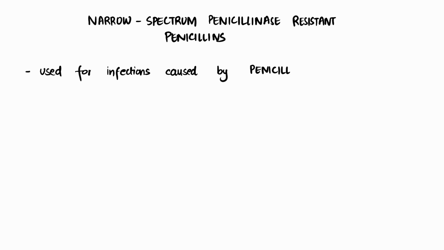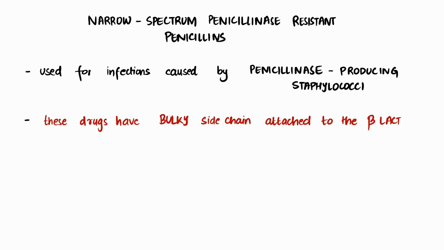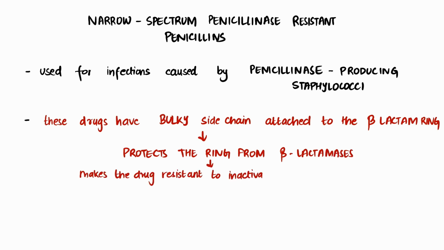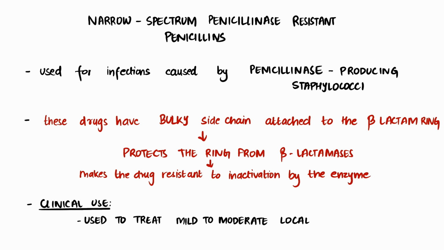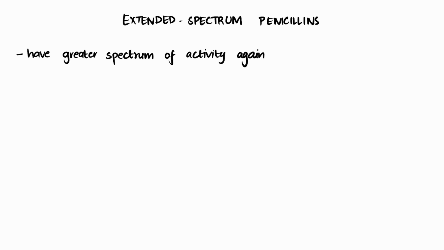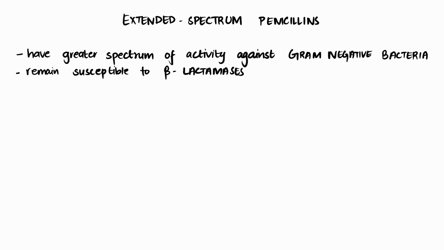We have narrow-spectrum penicillinase resistant penicillins. They are used for infections caused specifically by penicillinase-producing staphylococci. These drugs have a bulky side chain attached to the beta-lactam ring. This protects the ring from beta-lactamases and hence makes the drug resistant to inactivation by these enzymes. Its clinical use is for treatment of mild to moderate localized staphylococcal infections. Now we have extended-spectrum penicillins. They are named so because they have a greater spectrum of activity against gram-negative bacteria. However, they remain susceptible to beta-lactamases.